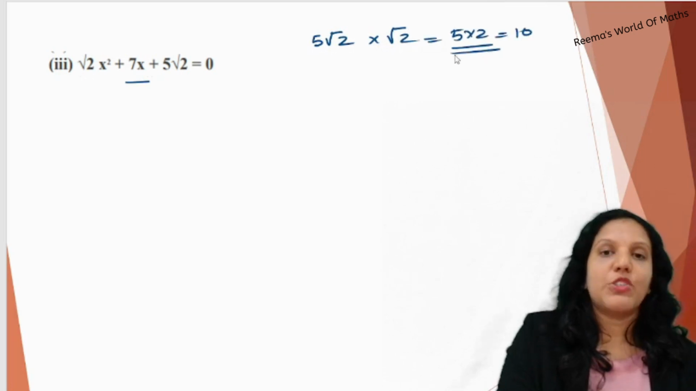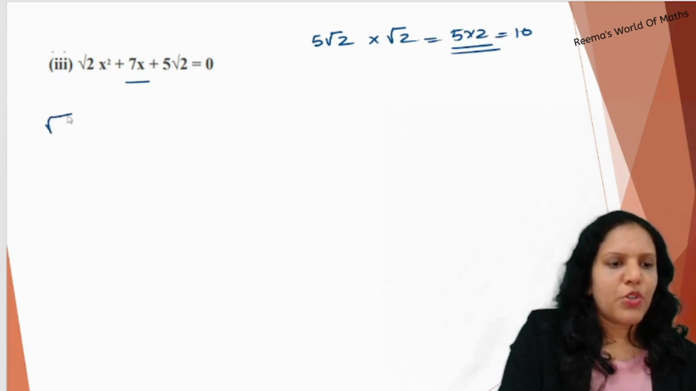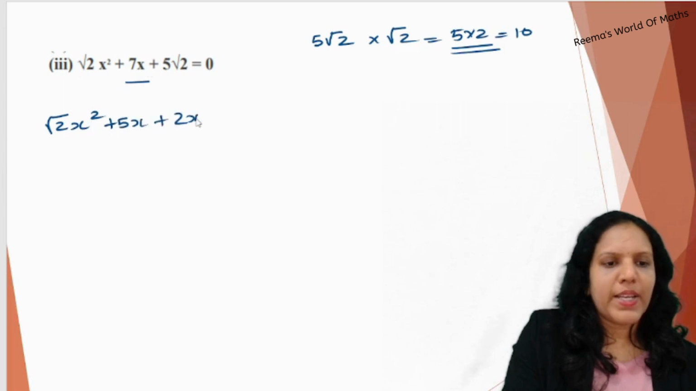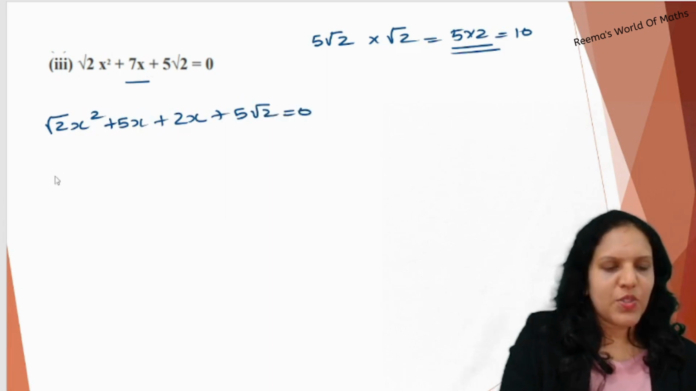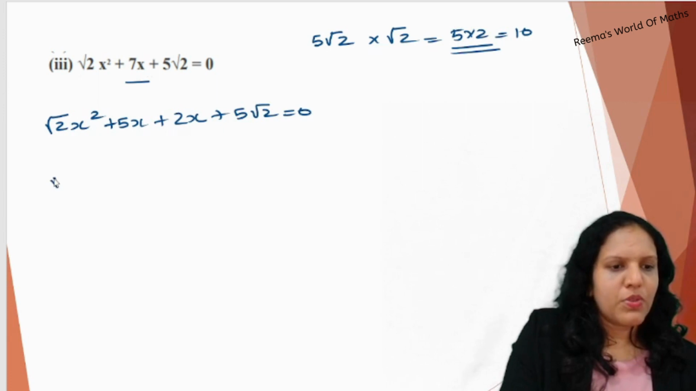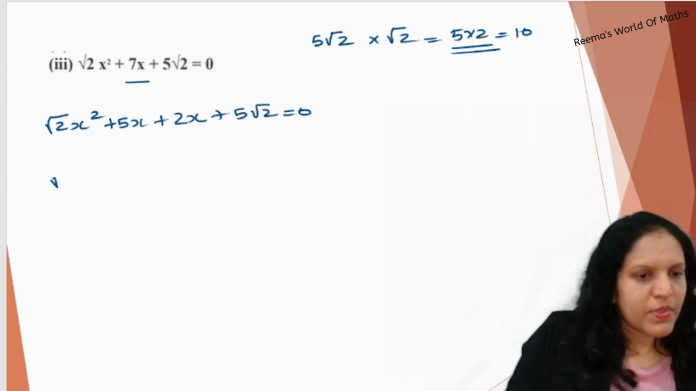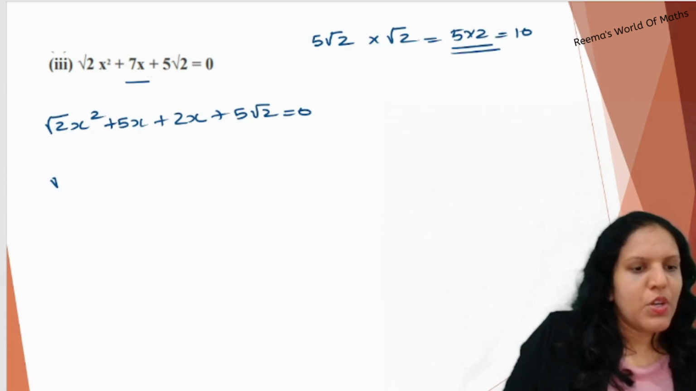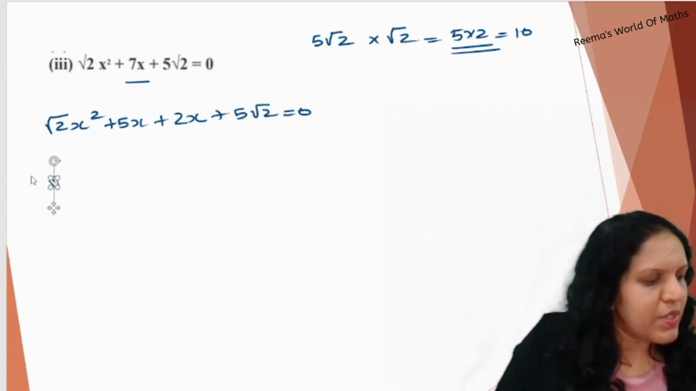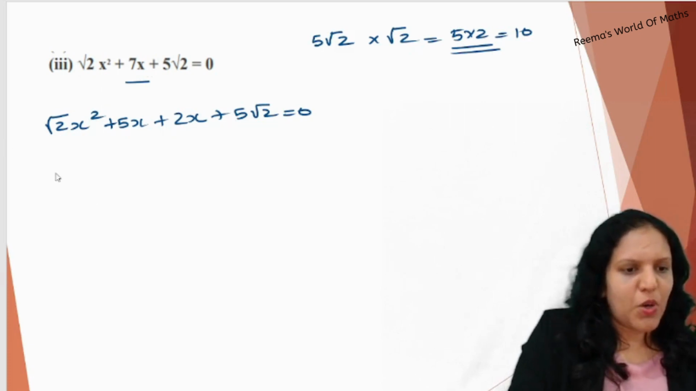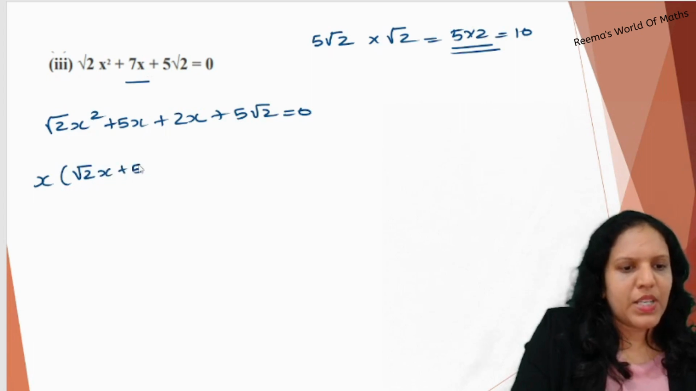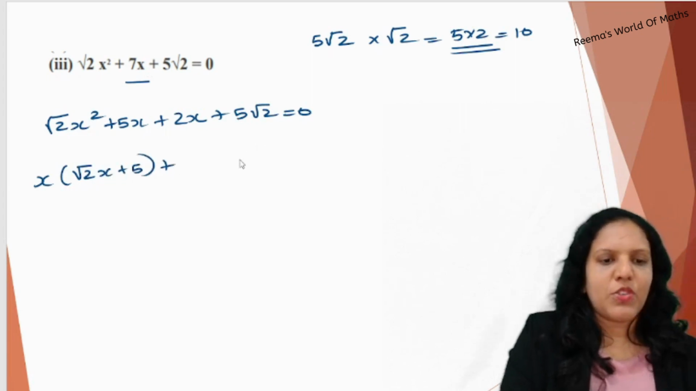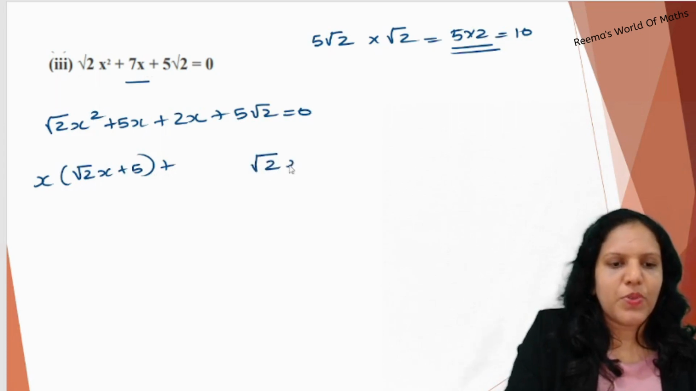So we can use 5 and 2 to split 7. So that will be √2x² + 5x + 2x + 5√2 = 0. So now we can take what is common here. So what is common here? √2x² + 5x, x can be taken common. So what is left is √2x + 5, correct? Plus 2x + 5. So again inside will be √2x + 5.